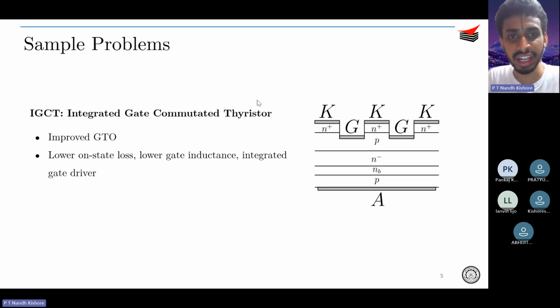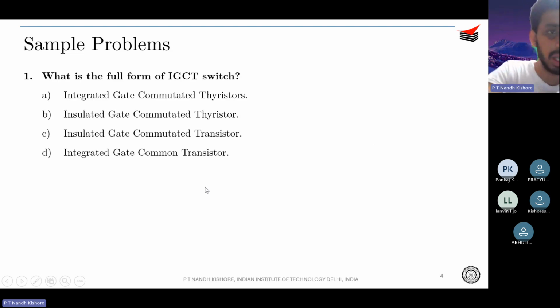You have an integrated gate inside the thyristor. So that is what is called an IGCT. Because you're integrating everything together, the gate inductance, which is essentially parasitic, is lesser, and your losses are lesser. So essentially it's an improved form of GTOs. Anyway, the correct answer for this question would be integrated gate commutated thyristor.